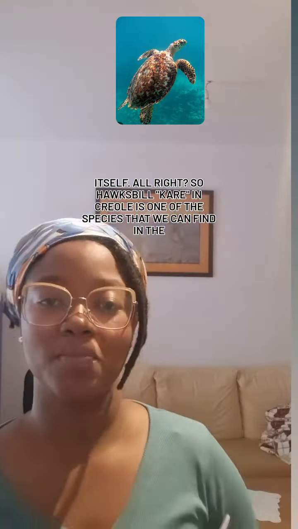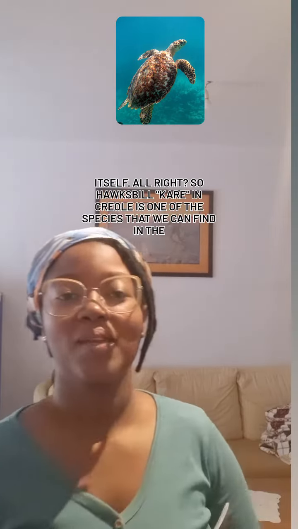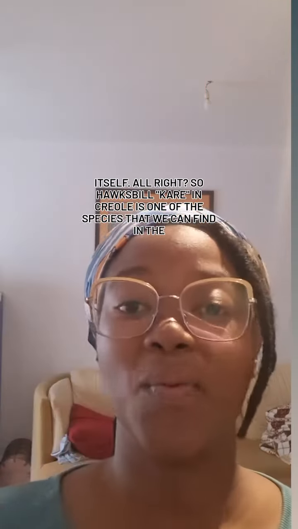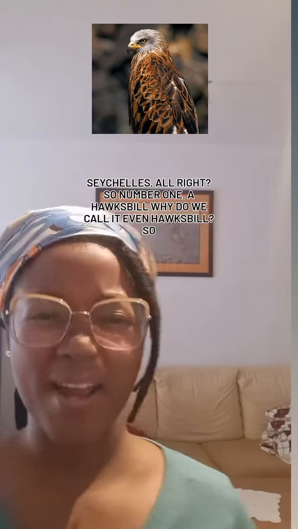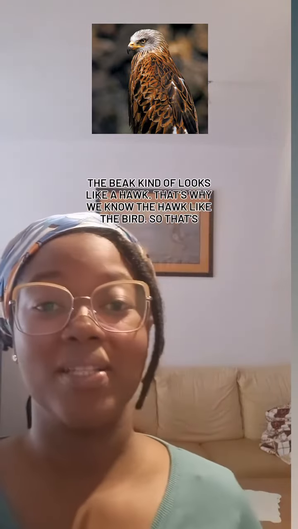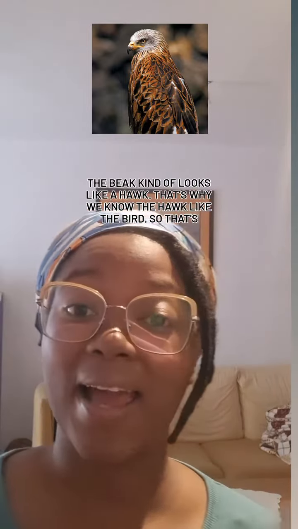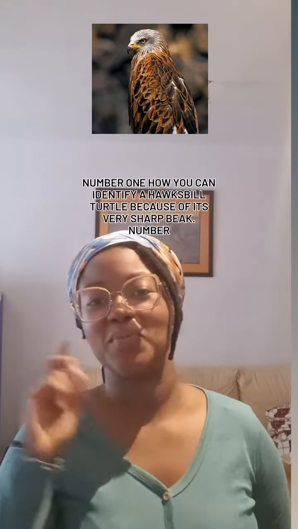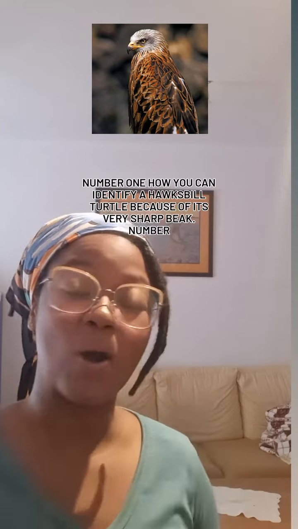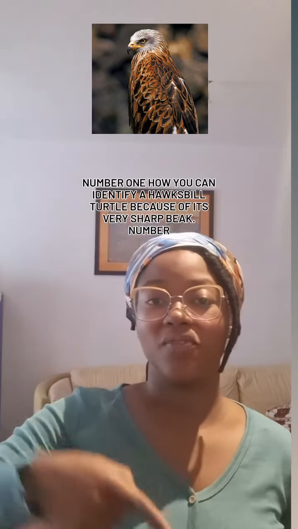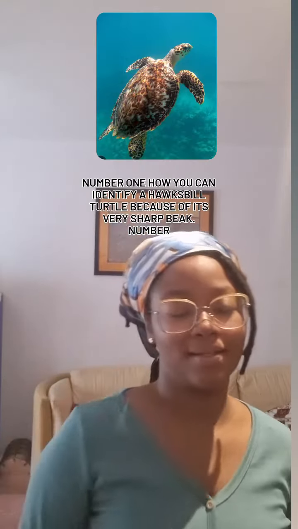All right, so hawksbill, kale in Creole, is one of the species that we can find in the Seychelles. So number one, a hawksbill. Why do we call it even a hawksbill? So the beak kind of looks like a hawk. That's why we call it the hawk, like the bird. So that's number one, how you can identify a hawksbill turtle, because of its very sharp beak.